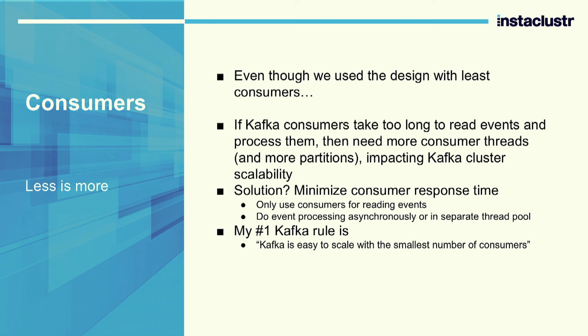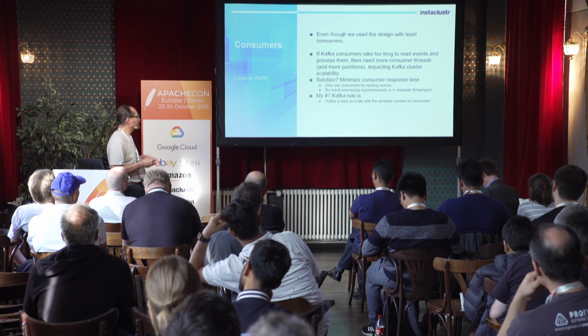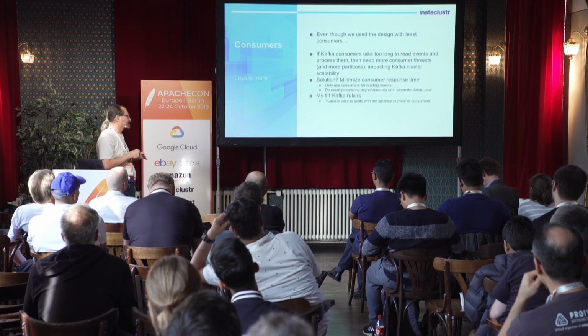Even though we used the design with the fewest consumers in theory, if Kafka consumers take too long to read events and process them, then you need more consumer threads and therefore more partitions, which impacts the Kafka cluster scalability. So the solution is to minimize the consumer response time. You really only want to use Kafka consumers for reading events from the Kafka cluster. If you have to do any processing, including writing to a database or running complicated algorithms or checks, you should do that asynchronously in a separate thread pool at least, or some other scalable mechanism. So my number one Kafka rule is: Kafka is easy to scale as long as you have the smallest number of consumers possible.